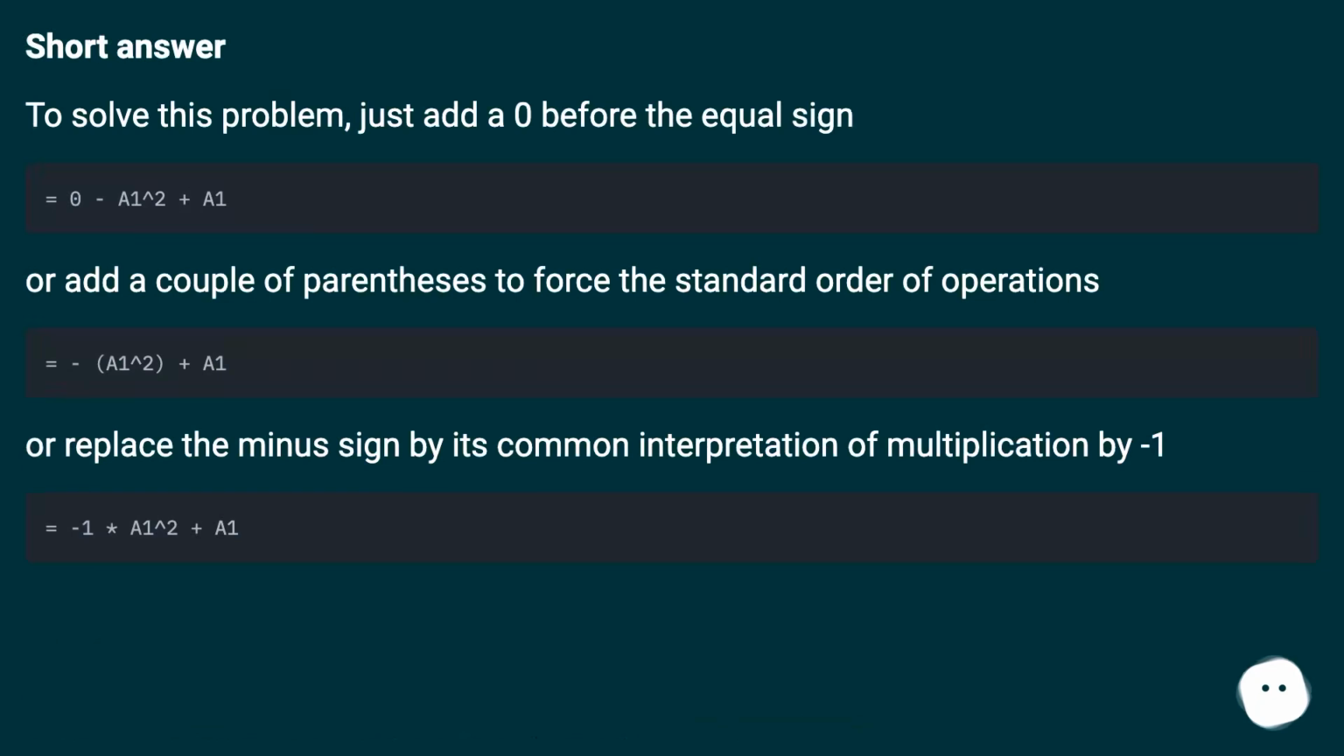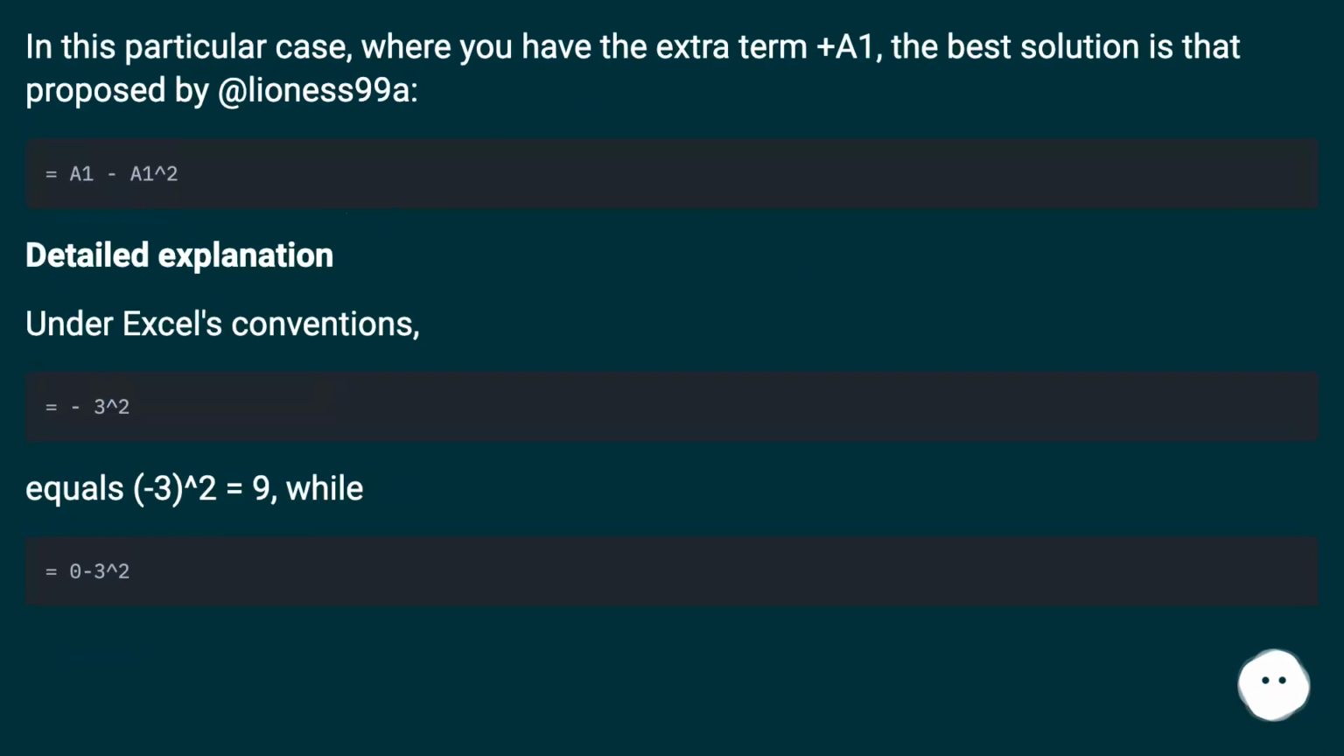Short answer. To solve this problem, just add a 0 before the equal sign. Or add a couple of parentheses to force the standard order of operations. Or replace the minus sign by its common interpretation of multiplication by minus 1. In this particular case, where you have the extra term plus A1, the best solution is that proposed by @Linus99a.